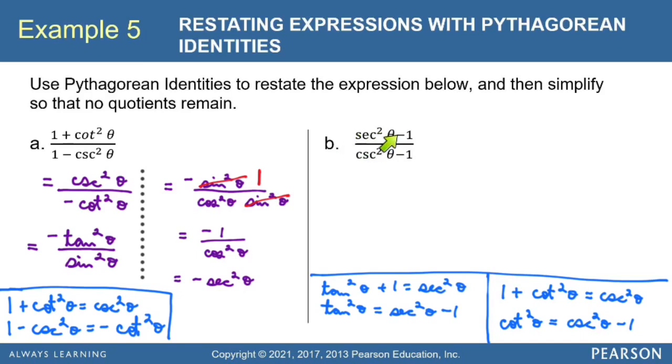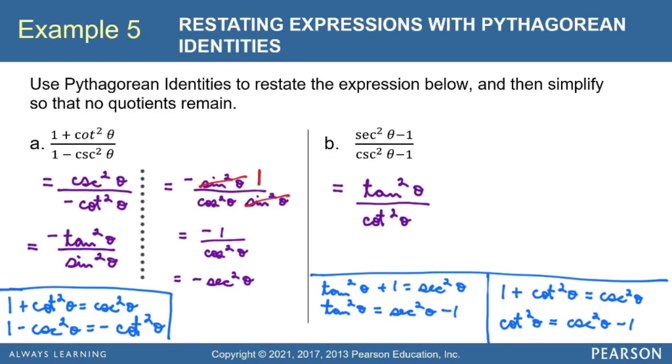Okay, now to make our substitutions. In the top, we said secant squared theta minus 1 would be replaced by tangent squared theta. And in the bottom, we said cosecant squared theta minus 1 would be replaced by cotangent squared theta.